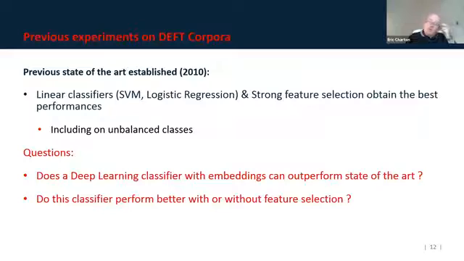And we have the result on those classifiers. So the question that we want to ask is, can a deep learning classifier with embeddings like BERT and all those new techniques outperform this state of the art? And does this classifier perform better with or without feature selection? Because one of the claims of the modern deep learning techniques, including BERT and the embeddings, is that you don't need to do feature selection anymore. And this makes the construction of the system much easier.